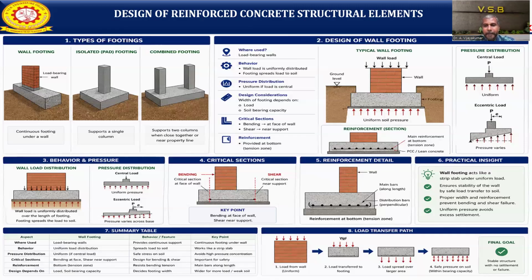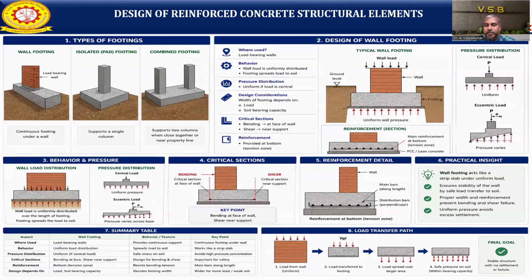So we include a table, based on the expert, on what the wall footing is, its behavior, and the key points of the wall footing. Where can we use this type of footing? Wherever there are load bearing walls, we can use this wall footing. It provides continuous support, a continuous footing under the wall. What is the behavior? It carries a uniform load pressure and automatically spreads the load to the soil. So it works like a strip slab.